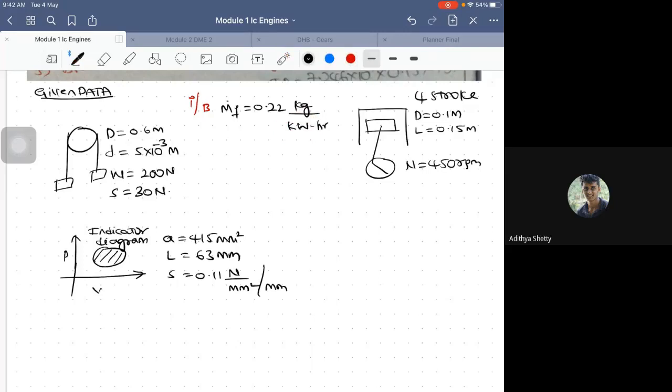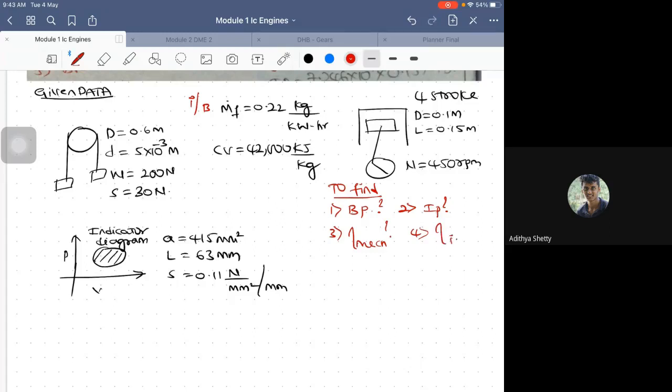Next, what is given? CV value is given as 42,000 kilojoules per kg. So all those are given. What we need to find: number one, the brake power; number two, the indicated power; number three, the mechanical efficiency; next, the indicated thermal efficiency; next, the brake thermal efficiency.